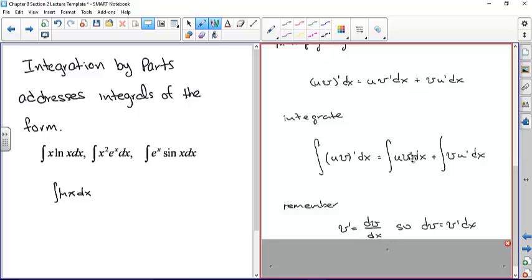So v prime is dv dx, and if you multiply dv dx by dx, this just becomes dv, and likewise over here, du dx times dx becomes du.